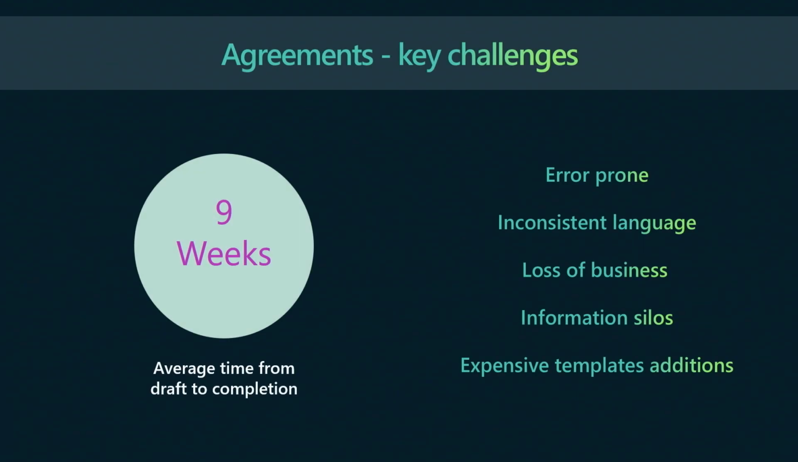So overall, there are several challenges in this space. This agreement process may take weeks for simple agreements, up to 9 weeks on average, but for complex agreements, it can take much longer, even months, from draft to actually signing the agreement. Now, this could lead to a lot of challenges. I mean, you could lose business.